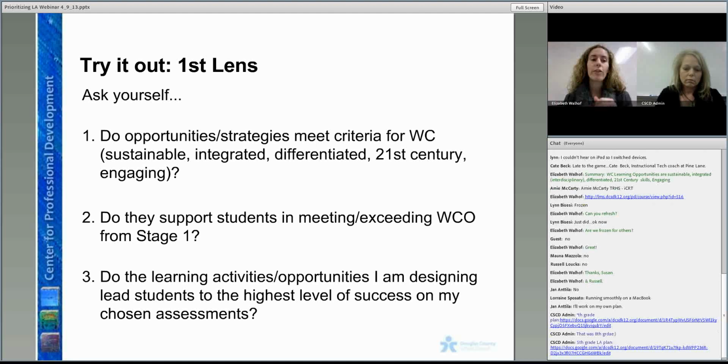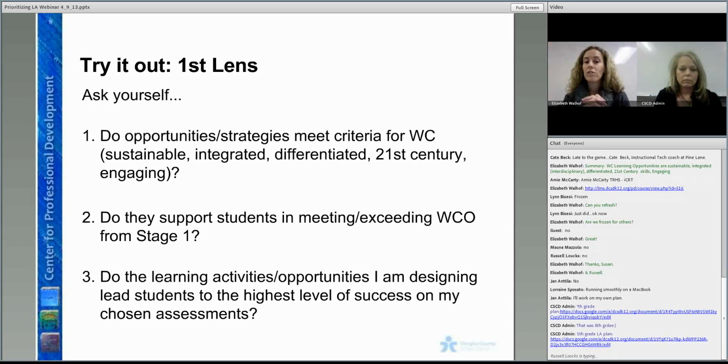And then the third question that we want you to ask is, are the learning activities or opportunities that you have designed, do they lead students to the highest level of success? Do they set the students up for success on whatever assessments you've chosen? For example, if you have an assessment that is of a particular style, do you give students practice with that, interacting with information in a similar style, so that they will be successful?